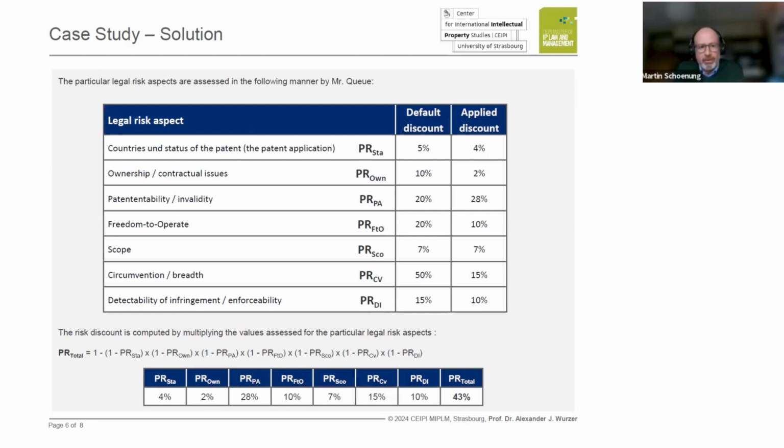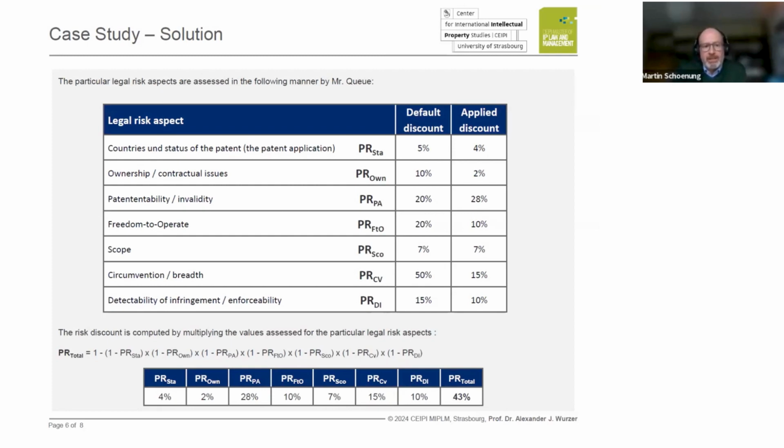Starting with the first legal risk, countries and status of the patent, which is about the country coverage of the patent portfolio and the legal status of the patents. In this case, the default discount has been reduced a little bit, since the portfolio covers all the relevant markets for the company: Germany, France, and the UK. And therefore the effectivity is relatively high, so just a 1% discount on the 5.